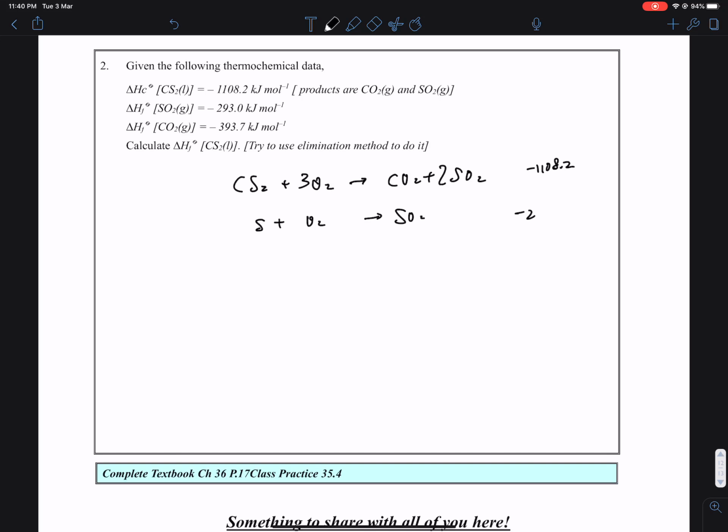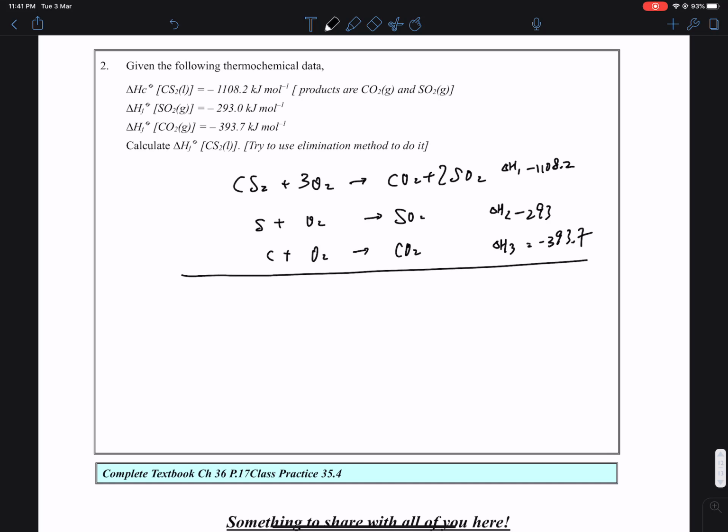The second one, formation of SO2 from S plus O2, is negative 293. The third equation, so delta H1, delta H2, delta H3. The third equation, carbon plus oxygen becomes carbon dioxide, is equal to negative 393.7. Okay, so these are the thermochemical equations given above.